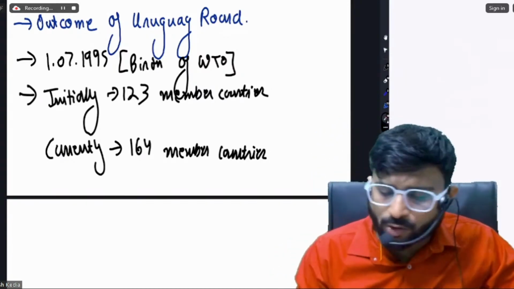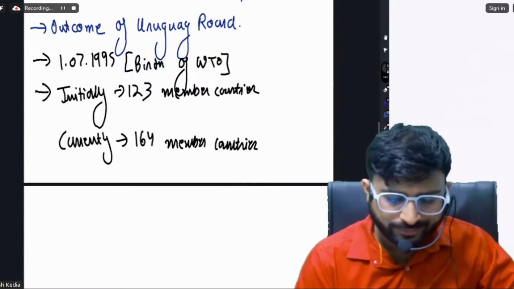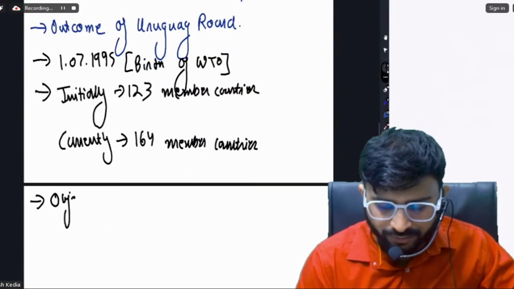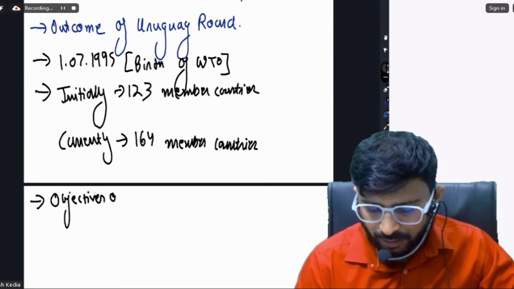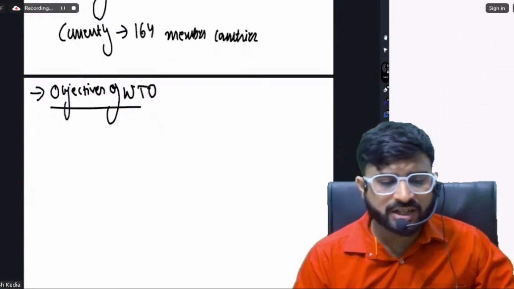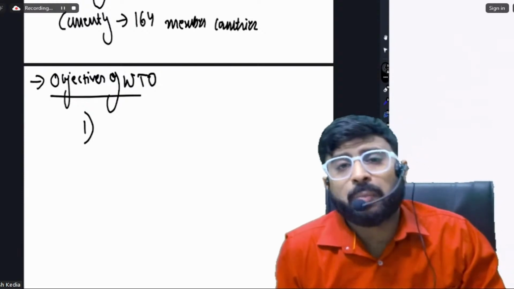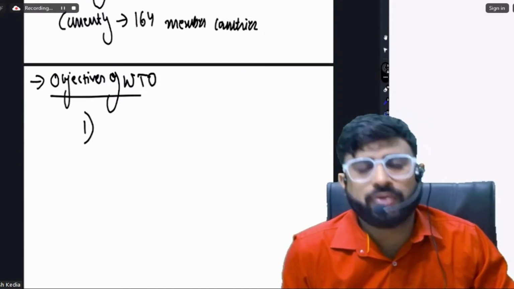Now, what were the objectives of basically WTO? Objectives of WTO. Number one is to raise the standard of living.